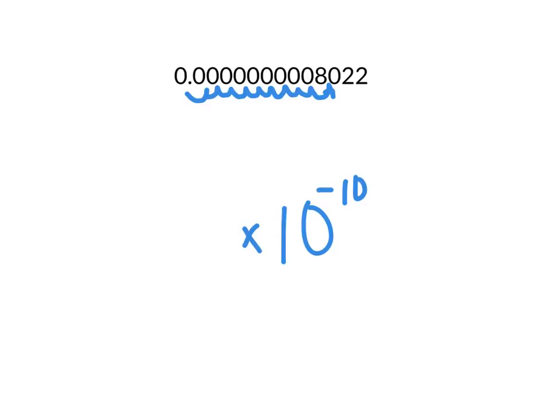Alright, let's look at this one. We count our place values. 1, 2, 3, 4, 5, 6, 7, 8, 9, 10. And again, this is a small number, so it's going to get a negative exponent. And the number that I'm multiplying by that power of 10 is 8.022. And that's how it's written in scientific notation.